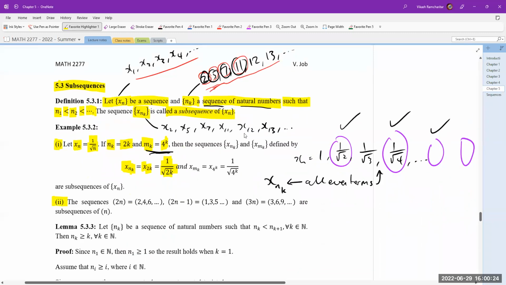And if you have a sequence now, let's do another example. The sequence 2n, where n is a natural number, so this is just 2, 4, 6, 8, 10, 12. It's the positive even numbers. And 2n minus 1, these are just the odd numbers. So let me call this the even, and let me call this the odd. Okay. And 3 times n, these are just multiples of 3.